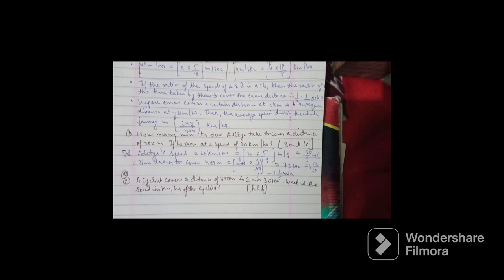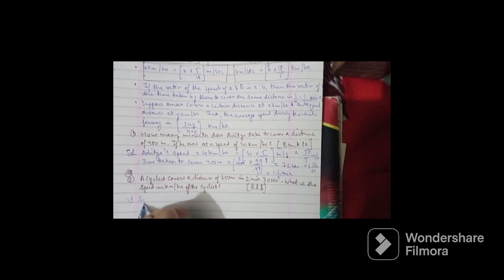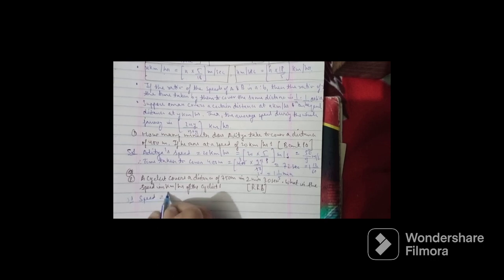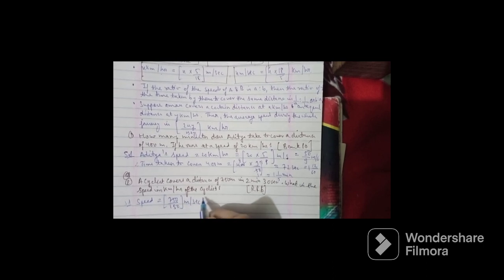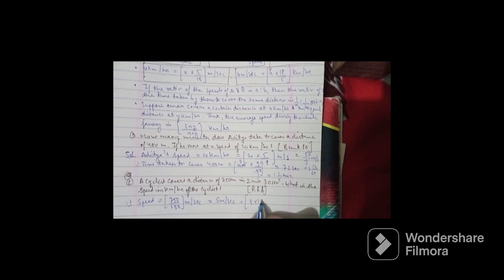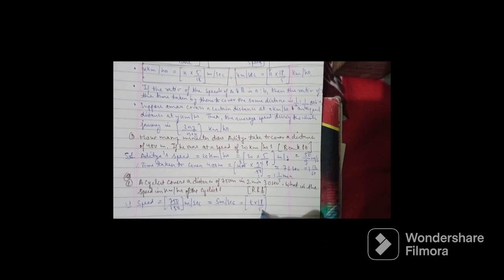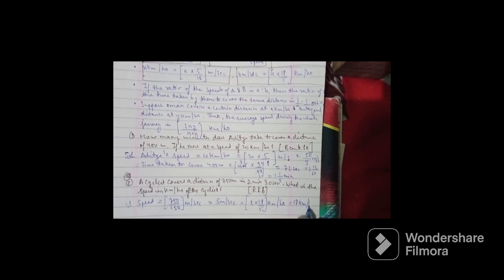That is, your speed is equals to 750 by 150 meter per second, which is equals to 5 meter per second, which is equals to 5 into 18 by 5 kilometer per hour, equals to 18 kilometer per hour.